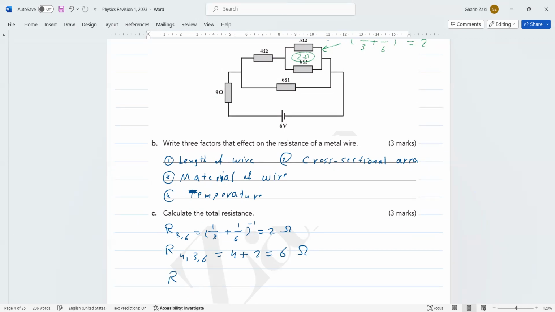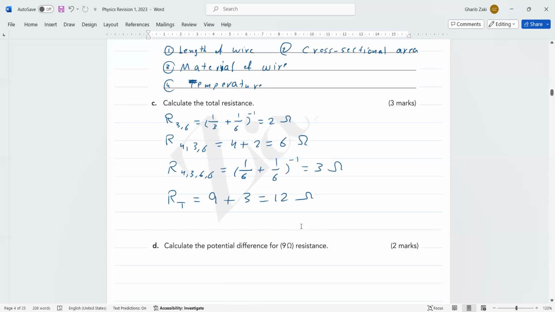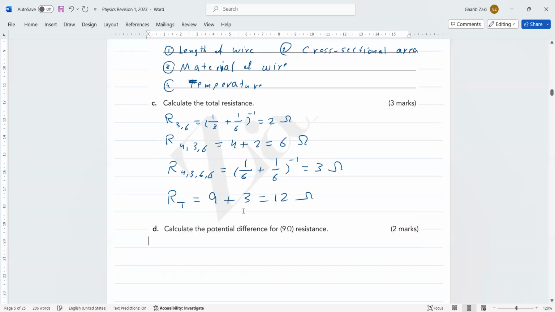Then the upper branch of 6 ohms and the lower 6 ohms are in parallel, so it's (1/6 + 1/6) to the power -1, which is 3 ohms. Then for the whole circuit, R total equals 9 plus 3 equals 12 ohms. So this is an easy question, but try to concentrate.